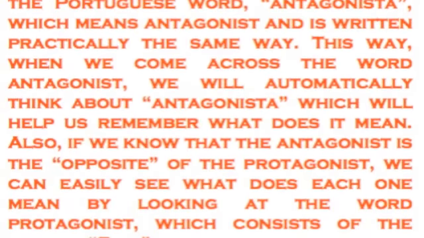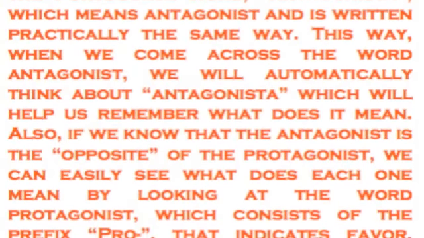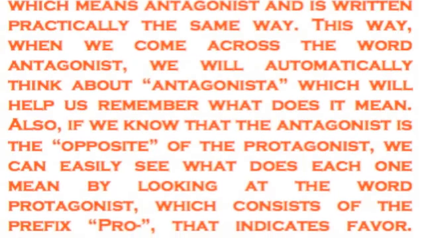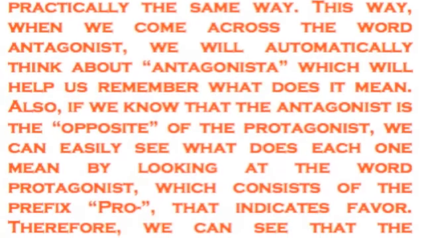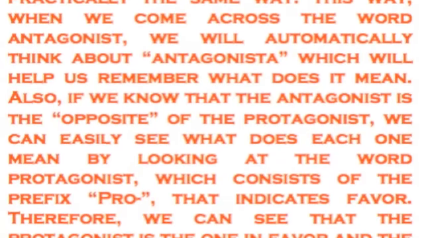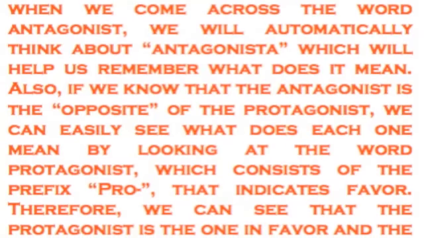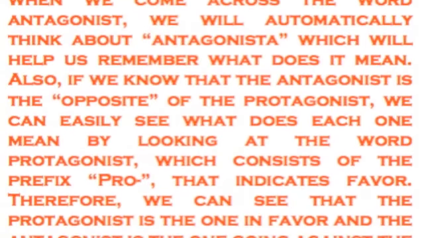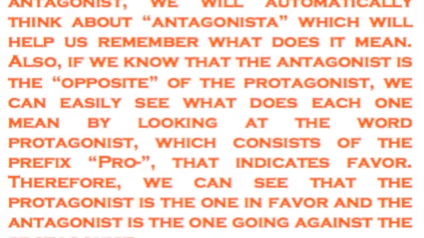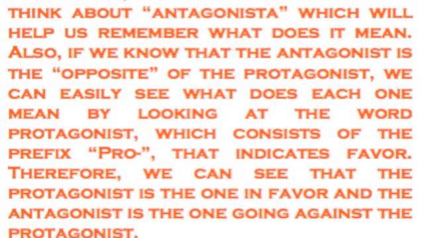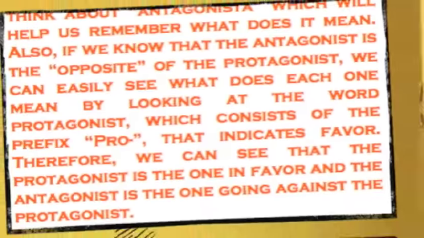what it means. Also, if we know that the antagonist is the opposite of the protagonist, we can easily see what each one means by looking at the word protagonist, which consists of the prefix pro that indicates favor. Therefore, we can see that the protagonist is the one in favor and that the antagonist is the one going against the protagonist.